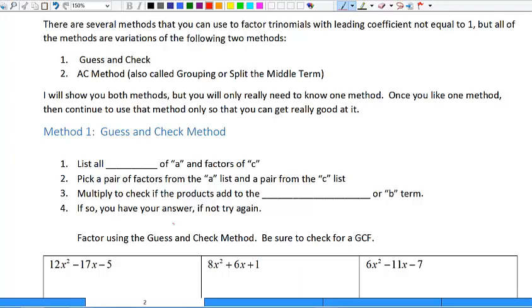Now I'm going to show you both methods, but what I really need you to understand is you only need to know one. Out of all the things that I've taught you in factoring, you need to know all of them. This is the first time you only need to know one of these, okay? And that doesn't happen very much in math. And once you find that you like one method over the other method, then what I want you to do is just continue to use that method until you get really, really good at it.